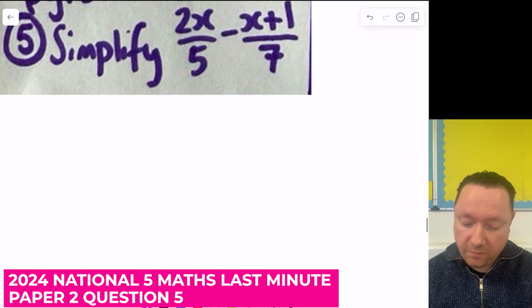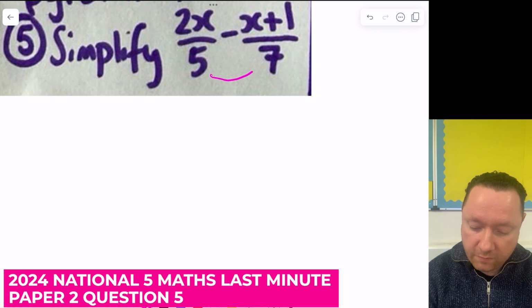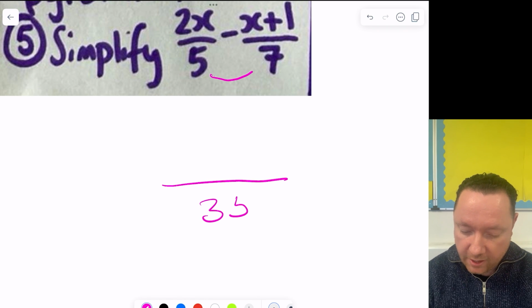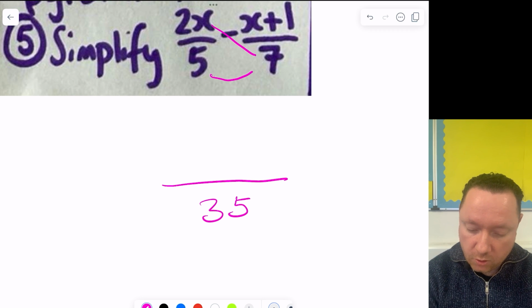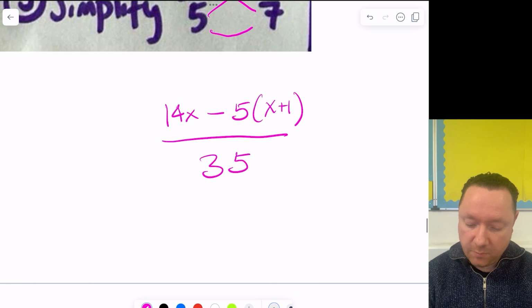Question 5, simplify this. So we've got an algebraic fraction. I can do a common denominator, 5 times 7, that's 35. And then I'm just doing 2x times 7. 7 times 2x is 14x, minus 5 times x plus 1. So I'll put that in brackets. And then we can just expand the bracket and simplify.